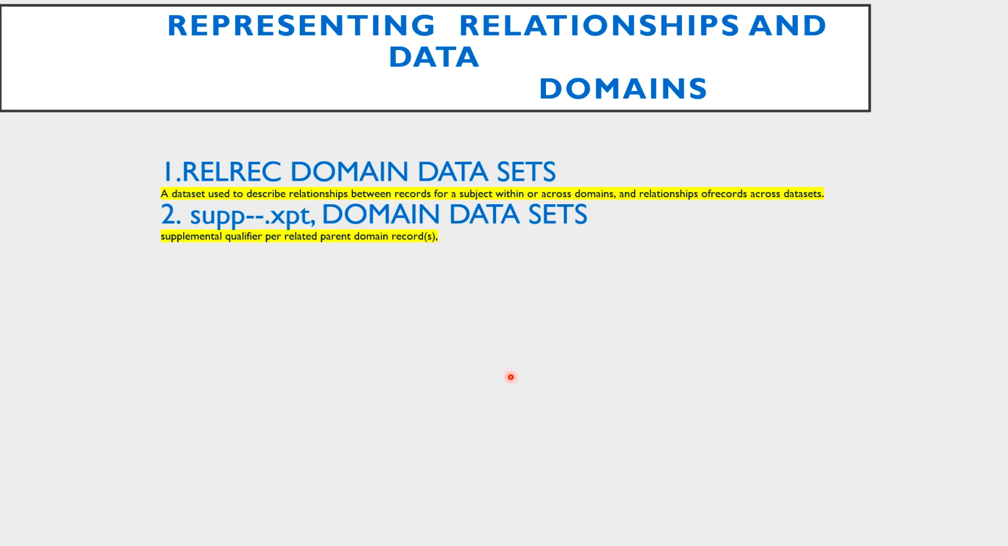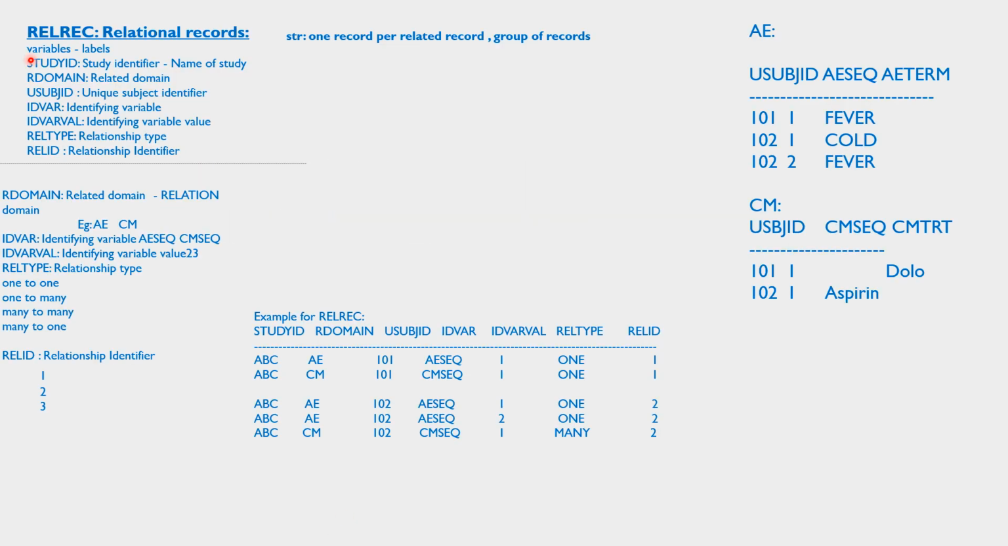So today we are going to discuss representing relationship and dataset domains. In these domains, we majorly see the RELREC domain and supplementary domains. We'll start one by one. The first domain will be the RELREC domain.